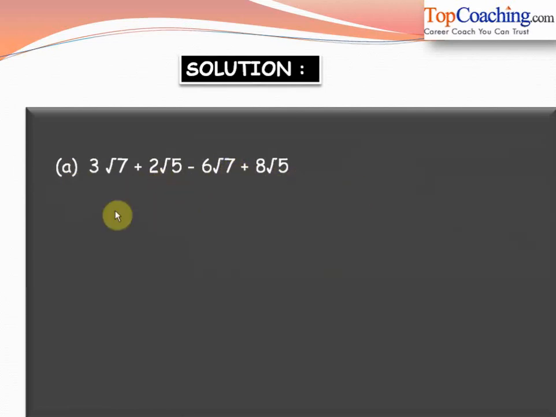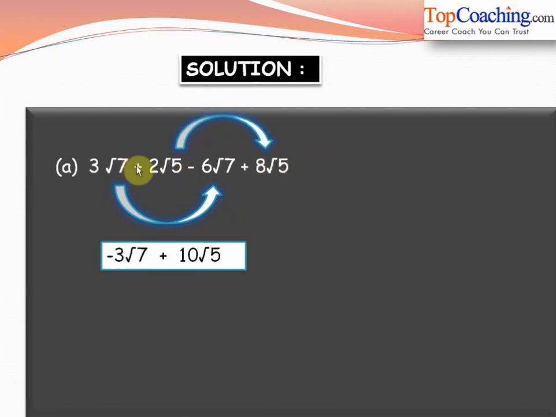Now we clearly see that there are 2 terms which have root 7 and there are 2 terms which have root 5. So we combine this term with this term and also this term with this term. So now when we add these 2 numbers, 3 root 7 minus 6 root 7, what we get is minus 3 root 7, and when we add these 2 numbers we get the answer as 10 root 5. Therefore the final result is minus 3 root 7 plus 10 root 5.